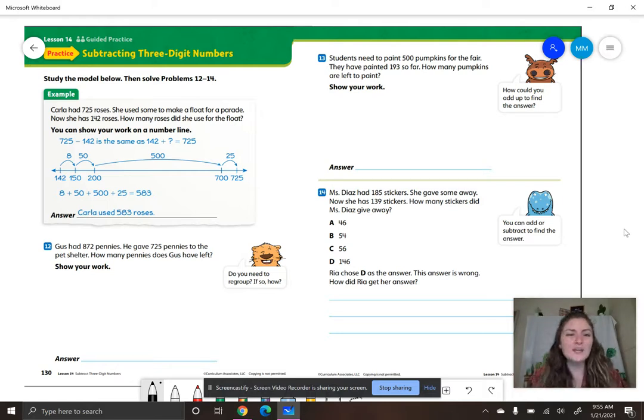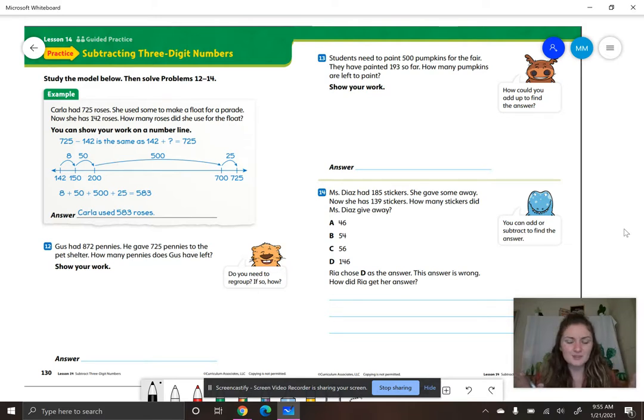So today we are going to be subtracting 3-digit numbers. We have talked about multiple strategies to help us subtract 3-digit numbers, and this is the time that you're going to be able to show your skills. So let's go ahead and get started with number 12.